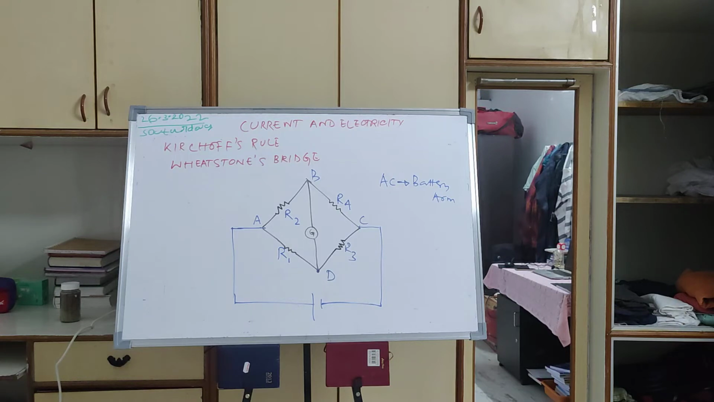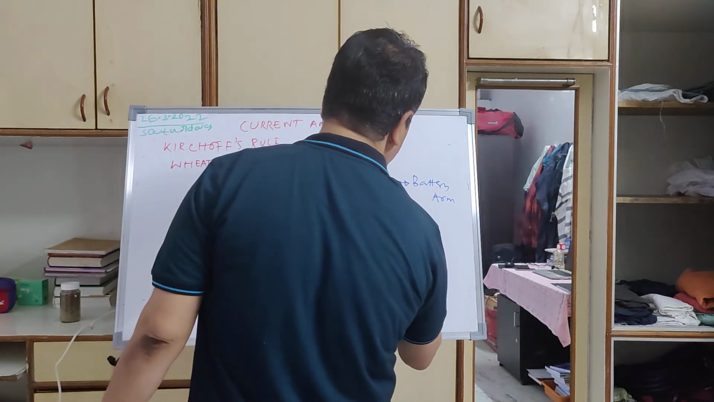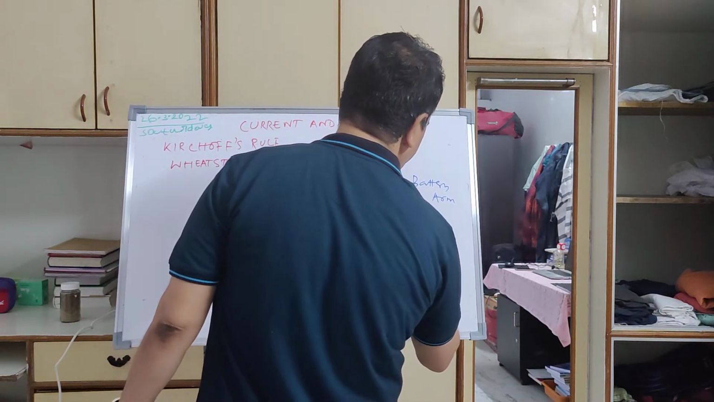Then there is a galvanometer you are connecting across BD. So BD is called the galvanometer arm.